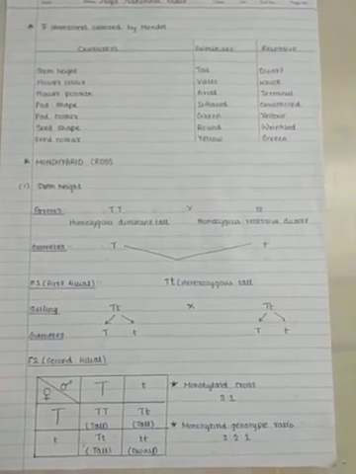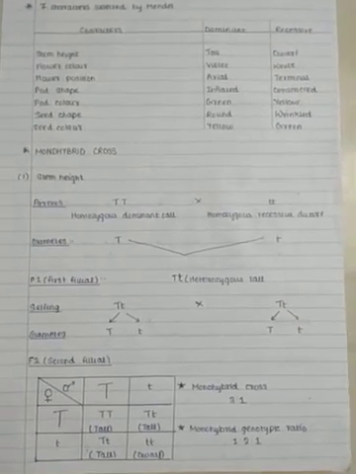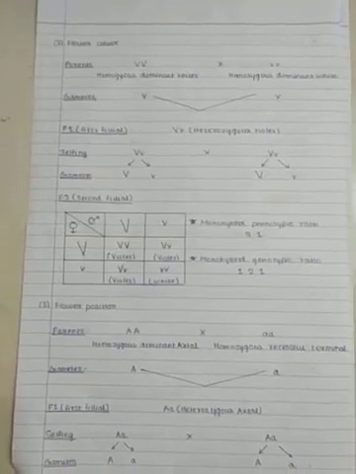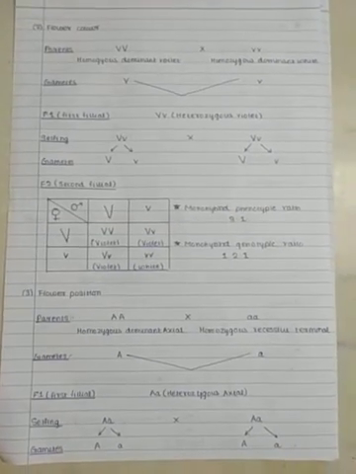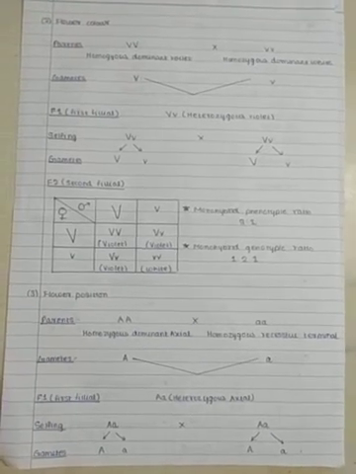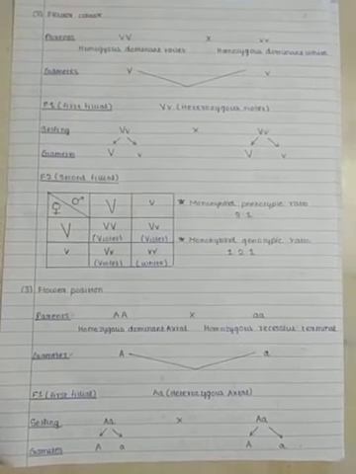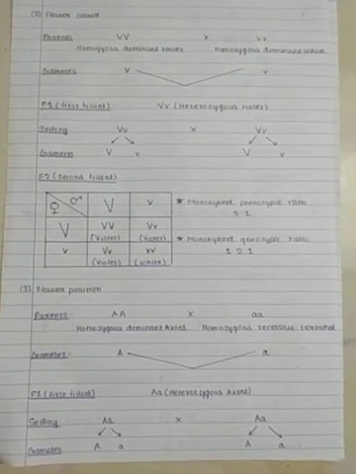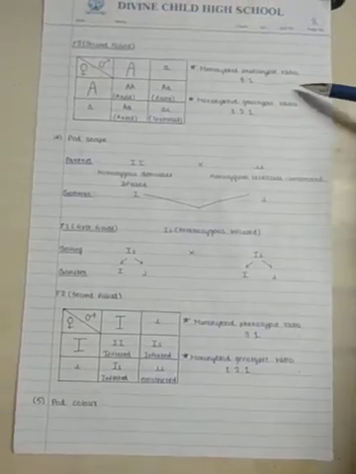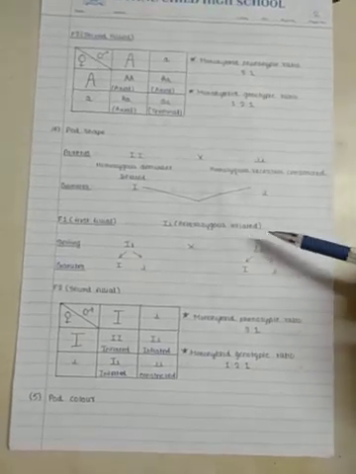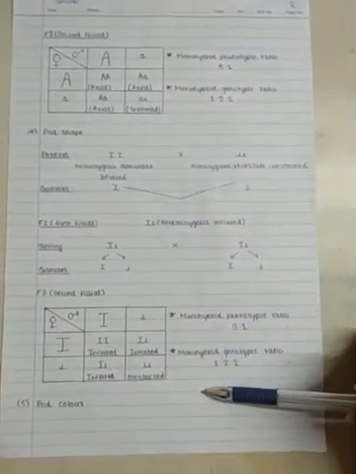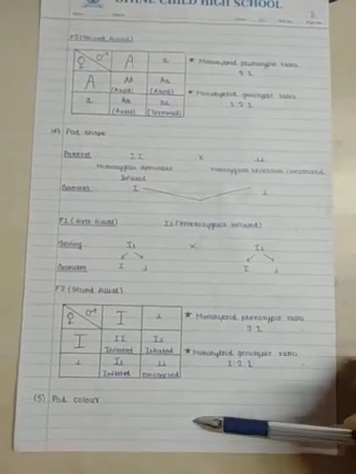Now I'll show you the monohybrid cross of all the other 6 characters. The above one is the monohybrid cross of flower color. Second, the one down is the flower position, and the Punnett square is continued on the next page. Here is the Punnett square. Then the fourth one, pod shape. Here is the complete monohybrid cross. Then fifth, pod color.